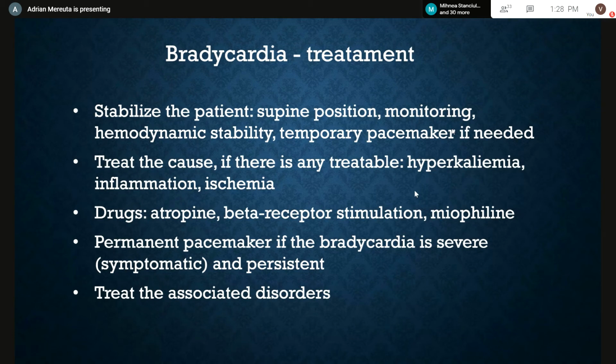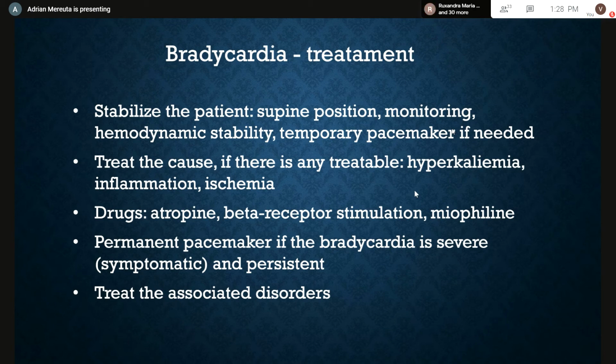The most frequent etiology is ischemia. Usually, bradycardia because of inferior myocardial infarction is transient. We have to wait a few days to be sure that this is only transient and is not permanent. And after that, you can safely discharge the patient.